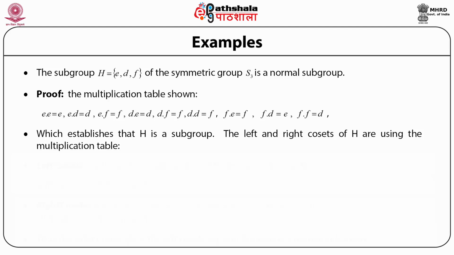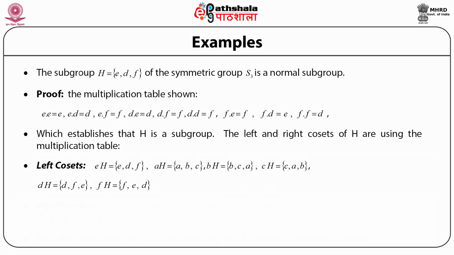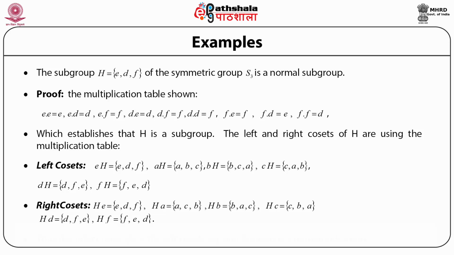The left and right cosets of H can be constructed using the multiplication table. For example, the left cosets are EH, AH, BH, CH, DH and FH. And from the multiplication table we can see that all these cosets consist of three elements. For example, the coset EH consists of E, D, F, the left coset AH consists of elements A, B, C, and so on and so forth. Similarly, we can construct the right cosets as can be seen in the slide.